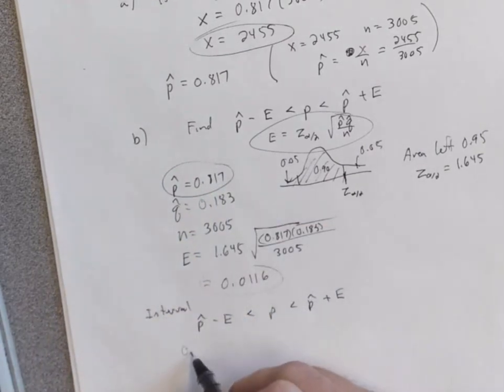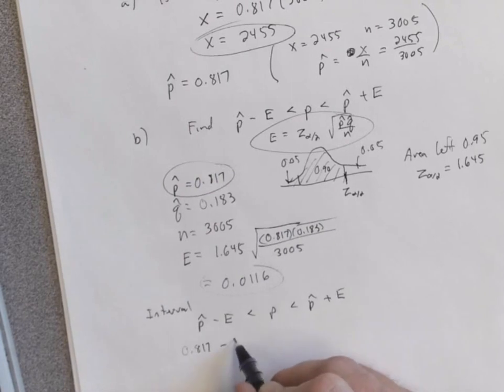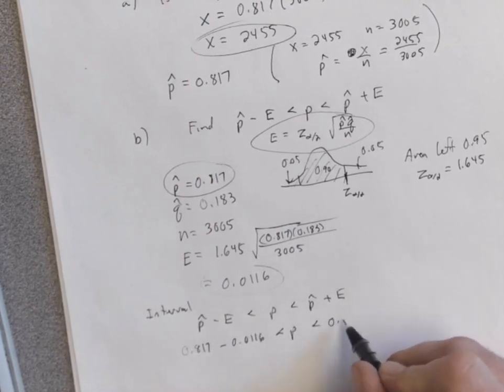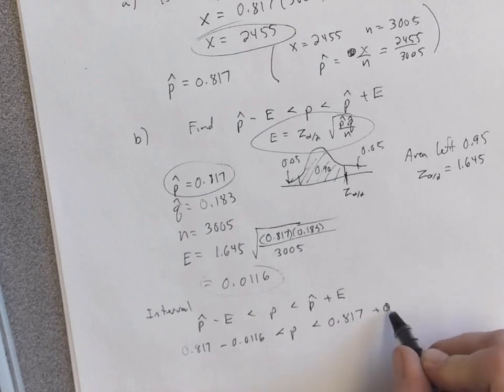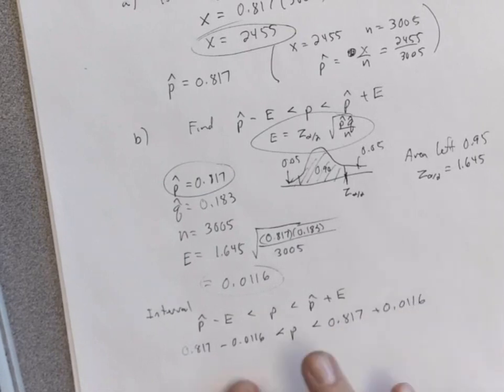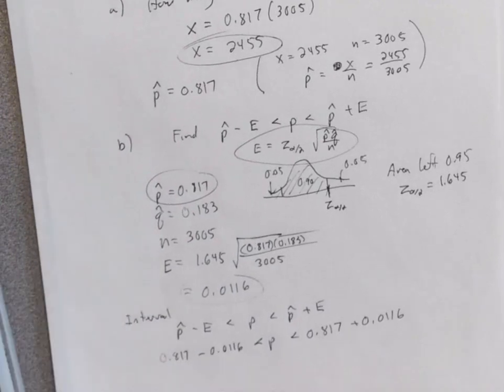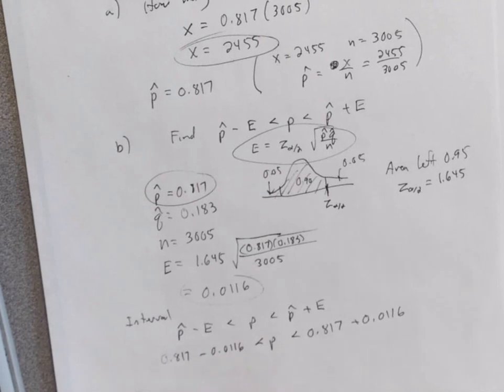So this is 0.817 minus 0.0116 less than p less than 0.817 plus 0.0116. Now again, remember these are probabilities because this is proportions. So when I'm done adding these things, I'm going to round to three sig figs. So 0.817 minus 0.0116.